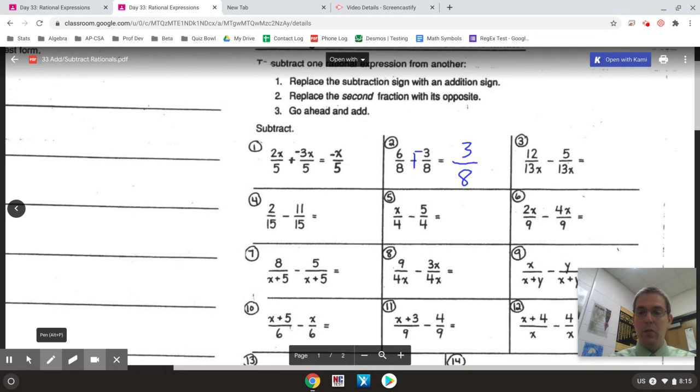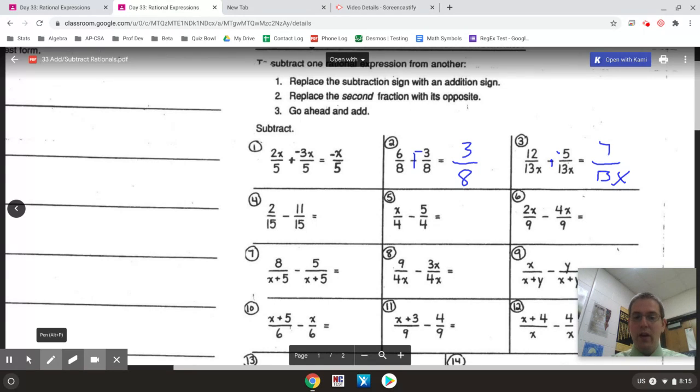For one like number 3, don't let the variable scare you. Keep the denominator as 13x. And then on top, you have a 12 minus 5, or the same thing as 12 plus negative 5, which is 7. And 7 over 13 will not reduce, so you are done with that answer.